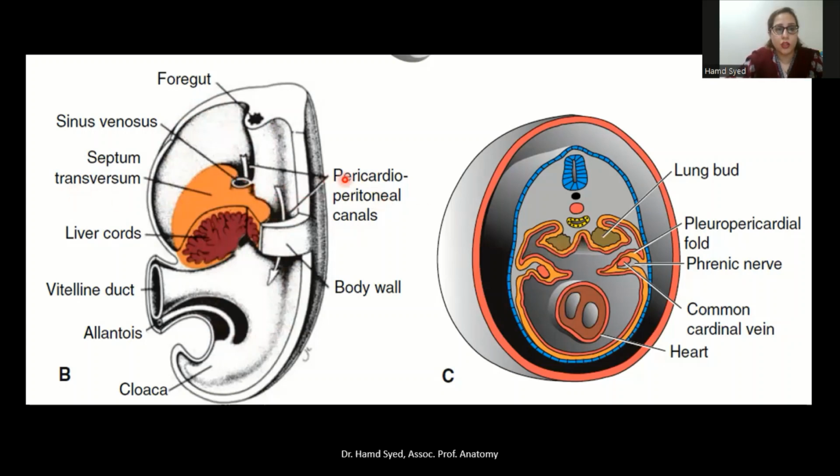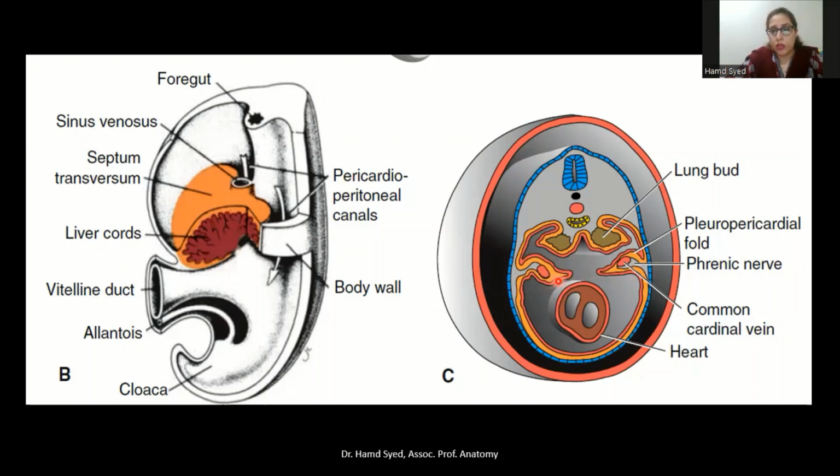So if we take a cross section at this level, we can see in diagram C, here are the primary bronchial buds, and they have entered these pericardio-peritoneal canals. They are expanding within these canals. So right now the laser pointer is present within this pericardio-peritoneal canal, and it's going to form the future pleural cavity of the lung. Also, you can see the appearance of these folds. One is over here and the other is over here. These are the pleuropericardial folds.